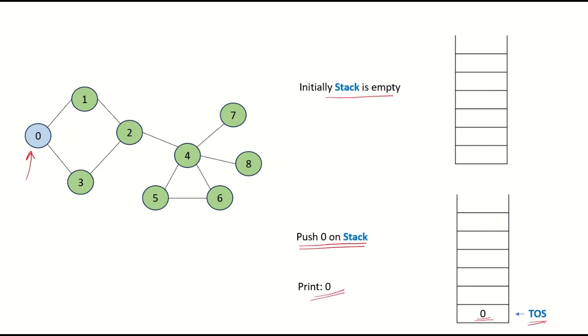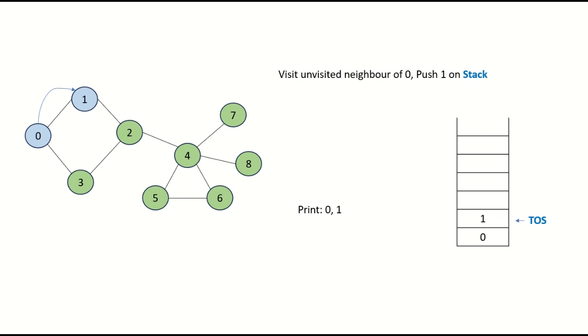Now we have to explore the unvisited neighbors of 0. If you check the neighbors of 0, they are 1 and 3. Both are unvisited currently, and we can pick any of these neighbors. So let's say we have picked 1. From 0, we are going to 1. So we will push 1 onto the stack. Also, we can print 1, and the top of the stack is now pointing to 1.